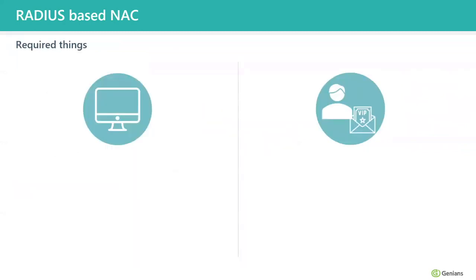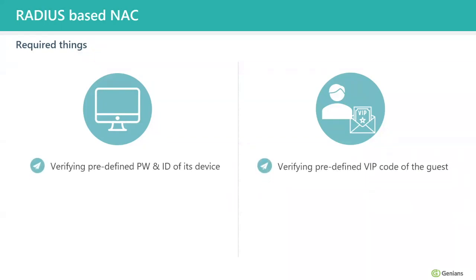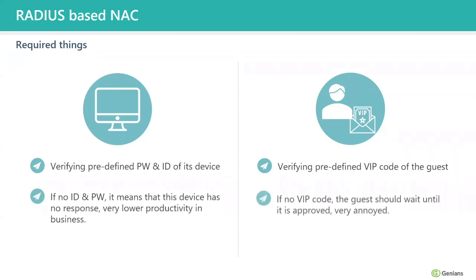As you can see in both cases, you can find the required things from them. First, both of them, devices and VIP guests, should have a valid ID and password or code. It means that there should be a factor by which I can identify myself to others. However, what if the device does not support the RADIUS feature? Even if the authenticator asks this device for its identification, there is no response from the device.